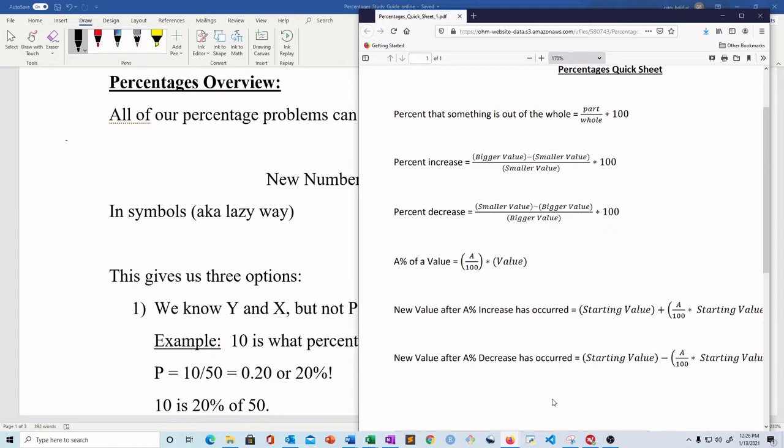If it's easier for you to read a problem and go, ooh, percent increase, I just want to use this formula where I take the big number minus the small number, divided by the small number, times 100, that's fine. You could do that. I'm just going to do it a slightly different way, but if you want to use these formulas over the way that I'm going to do it, that's fine.